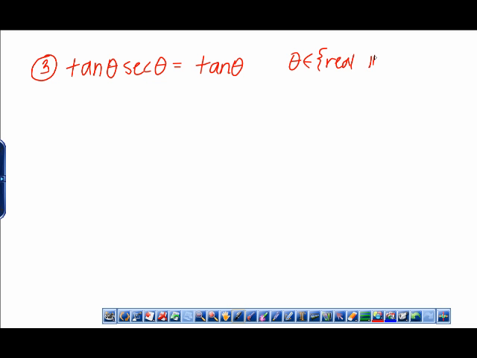Okay, let's try another one. Alright, here's another situation. Let's say we had tan theta times secant theta equaling tan theta. And again, this is theta, but this time I say that theta is in the set of the real number of degrees. This just means general solution. Okay, so just get used to this notation. It just means find the general solutions and that's it. Alright, let's even write this down. That right there means general solution. You don't even have to find the particular values.